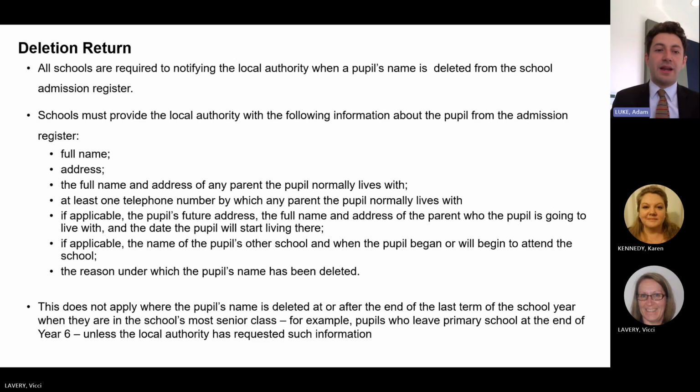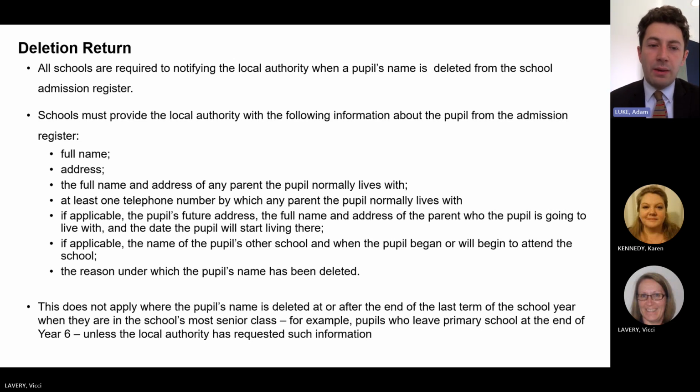So using that same example as I used before, in terms of when they're coming off the school roll at the end of the secondary school phase, you don't need to inform the local authority unless, again, they've asked for that information, and you'll know if they've asked for that in their regular contact with you.